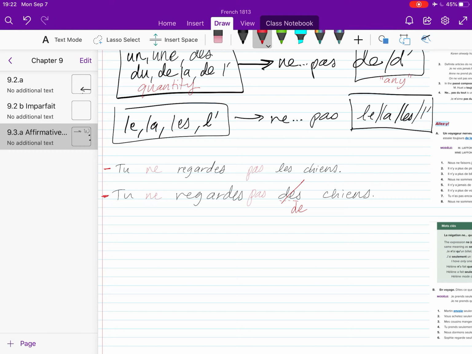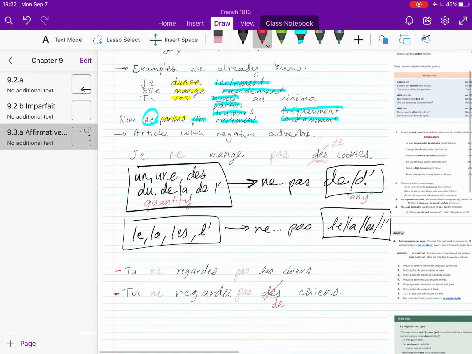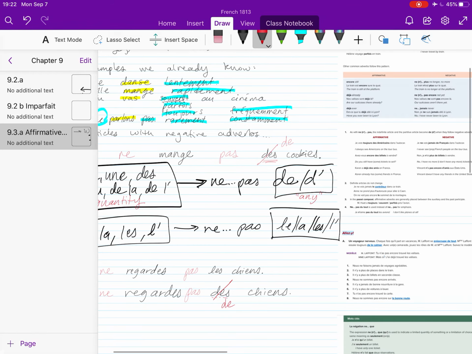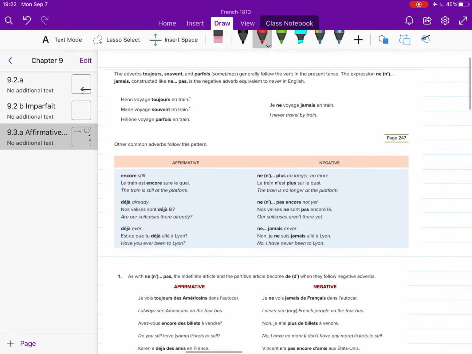So we actually know all of these rules already, or at least you're supposed to know them already. So the rest of this lesson is really just more about vocabulary. So what are some additional adverbs that we have and how to do them in negation? So let's look over here in our book. We have page 246 and 247.